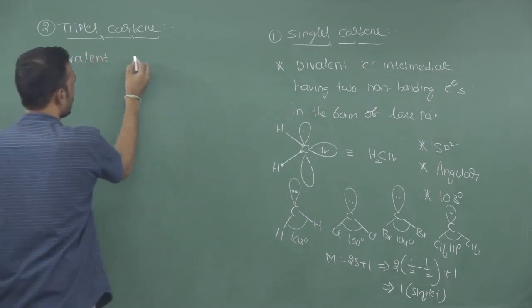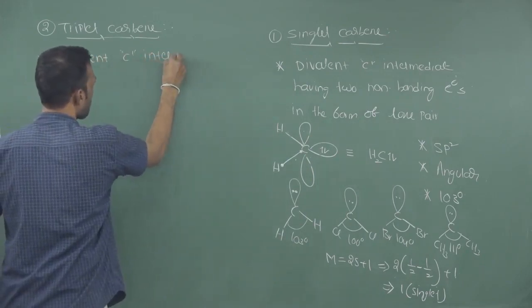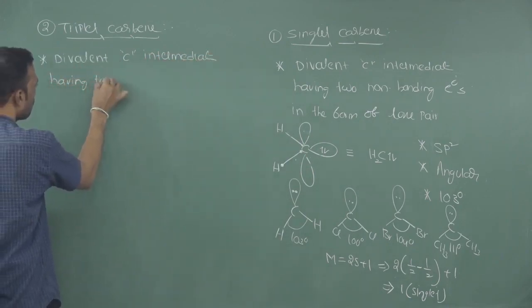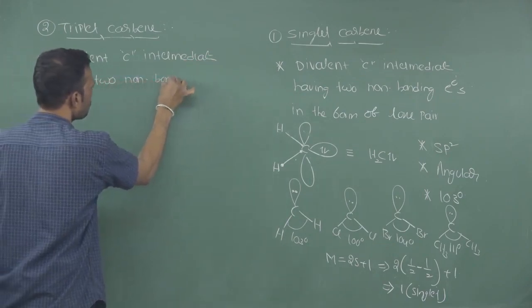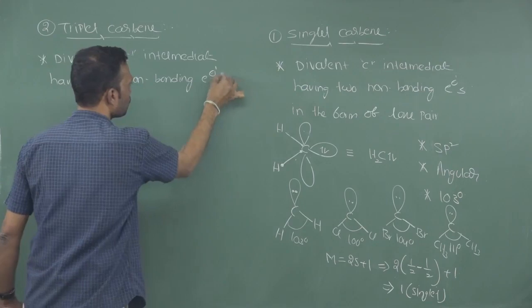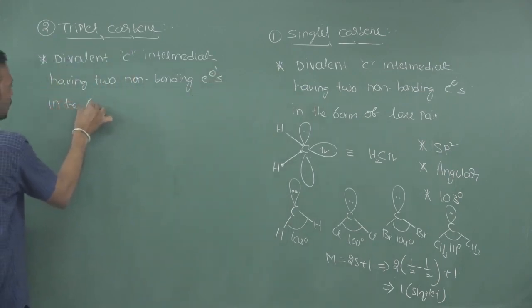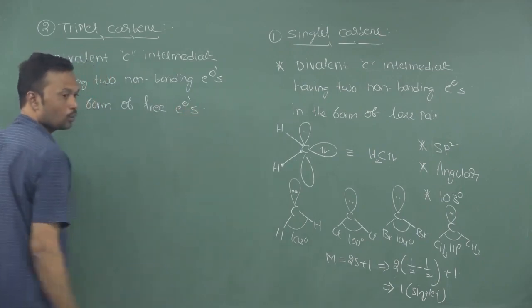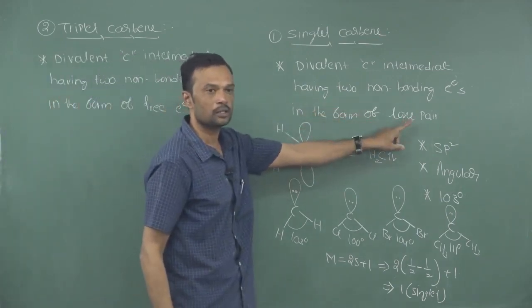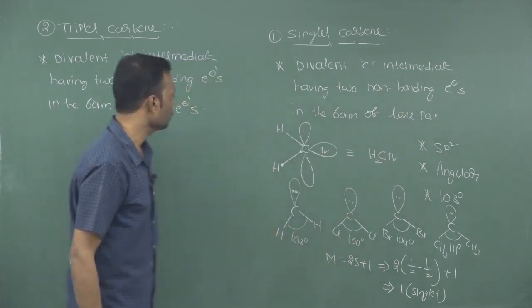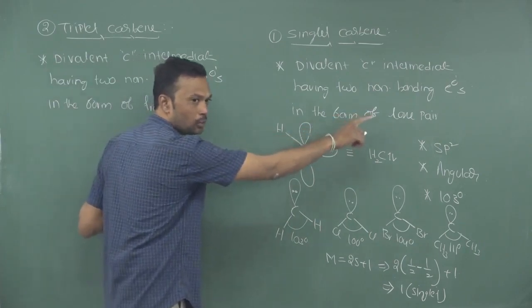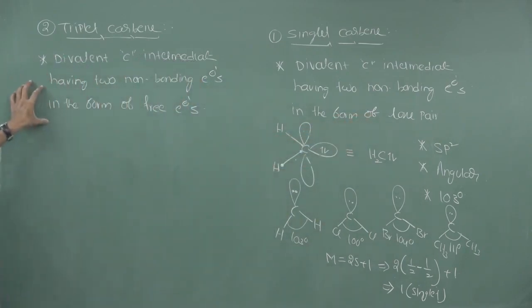Now we can write like this. Divalent carbon intermediate having 2 non-bonding electrons in the form of free electrons. They are not in a lone pair. Now see the difference in their statements. Here 2 electrons are in the form of a lone pair; there 2 electrons exist as free electrons. Now it is a pure biradical. It is also a biradical, but they exist in the form of a lone pair, while here they are free electrons.